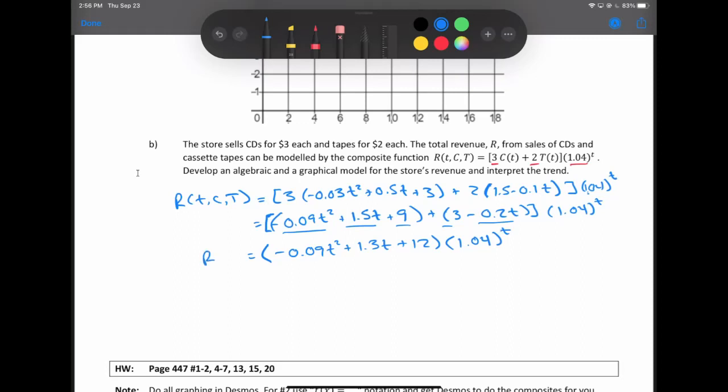So now I can say that that is R at t because it truly is a function of only time. I don't need to know anything about their CD sales or their tape sales. I mean, I did to derive the equation, but once I have it, if I was just given that, I could predict what their revenue would be without really understanding how many CDs they're selling or how many tapes they're selling.